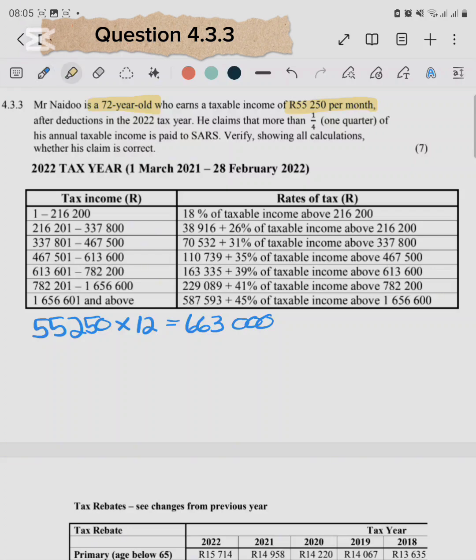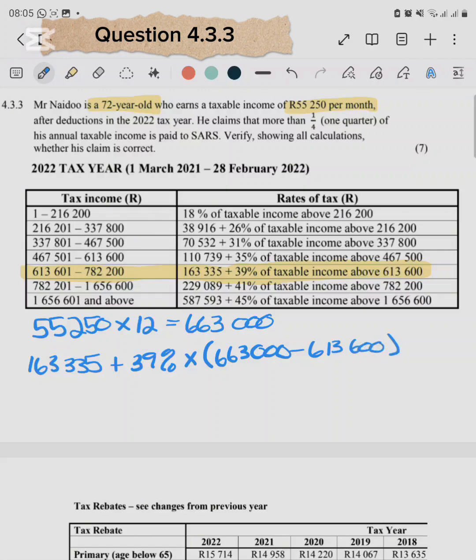And that's what we're going to now take to our tax table. Now if I go to my tax table and I look for where that's going to fit in, it's going to fit into this bracket over here, which is the 1, 2, 3, 4, 5th bracket down. And then we're going to calculate with it. So I go 163,335, that's coming from my formula, plus 39% of what my taxable income is above the 613,600, so 663,000 minus the 613,600.